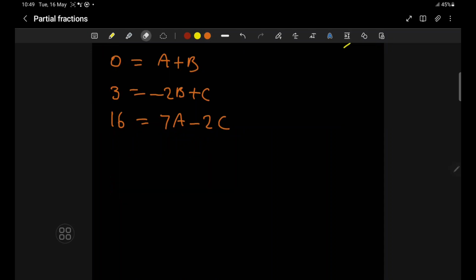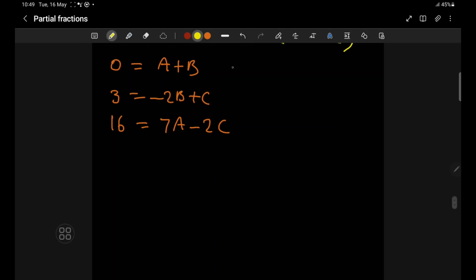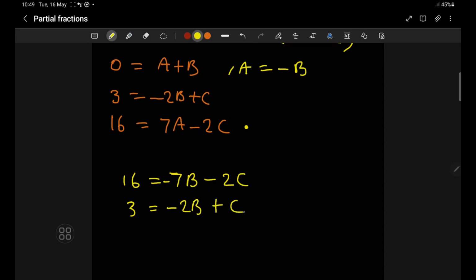Okay, so solving our expressions, we can get the first expression and equate a to b. So this will give us a is equal to negative b. Now that we have the value of a, we can replace it in this expression. So that will give us 16 is equal to negative 7b minus 2c. We've replaced where there is a with negative b. And then we can also get the other expression, which is 3 is equal to negative 2b plus c.